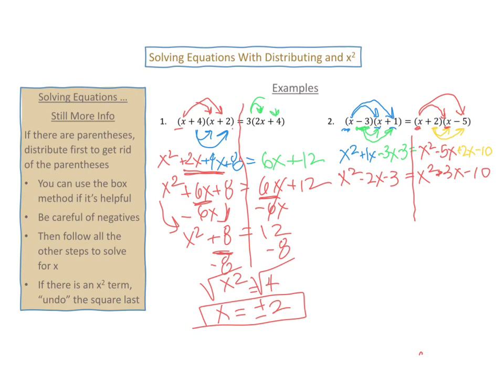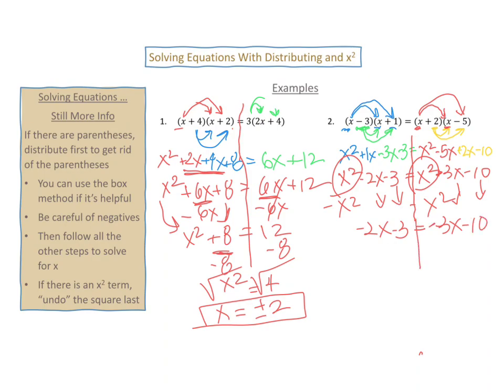All right. One of the things that I notice right away is that I have an x squared on both sides. If I get rid of it, I get a much easier equation to deal with. I bring down this, and this, and this, and this, and I get negative 2x minus 3 equals negative 3x minus 10.